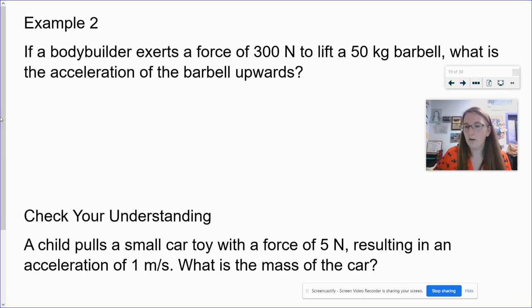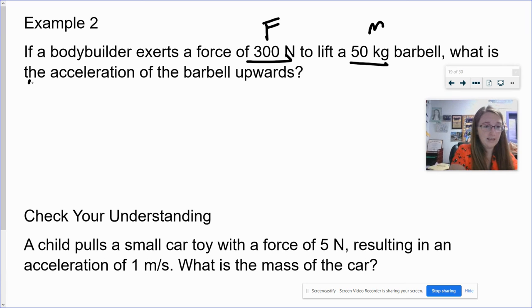Okay, last question we're going to talk about, and then you guys are going to watch another little video to take some notes on the types of forces that we're going to be working with, is again, just one more time, working with this force formula and how we can use it. So it says, the bodybuilder exerts a force of 300 newtons to lift a 50 kilogram barbell. So that's mass. What is the acceleration of the barbell upward? So he's going like this. We want to know how quickly that object is going to accelerate. So what is the acceleration?